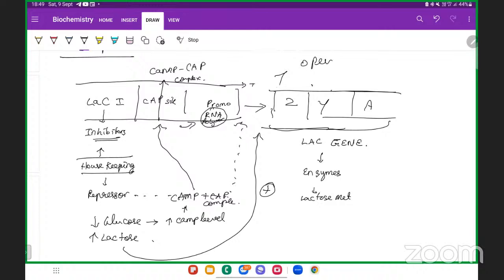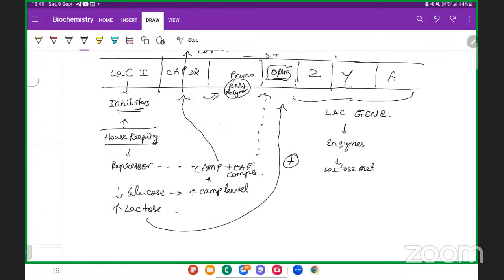Lactose and glucose, what happens? Now you have both lactose as well as glucose. Lactose is increased, so what happens? It is going to go and sit at the operator and try to push that operator outside. At the same time, glucose is increased, therefore the cyclic AMP level is decreased.